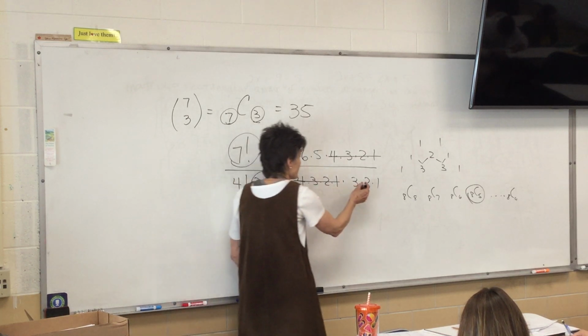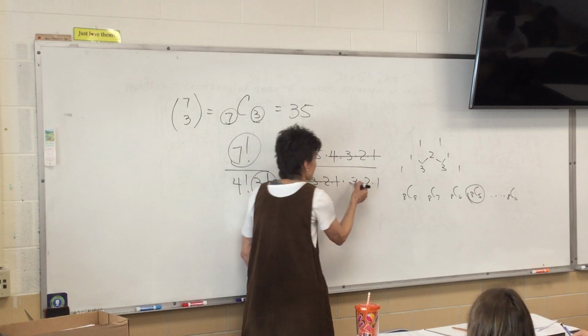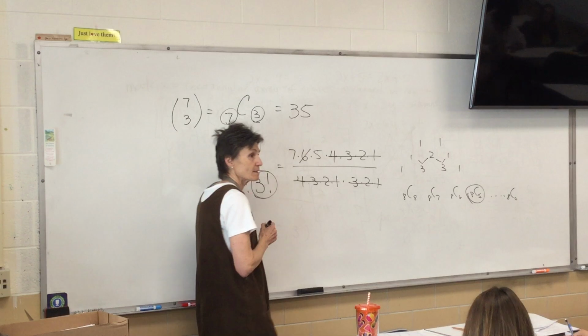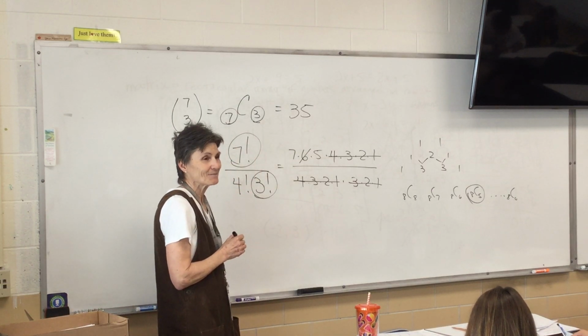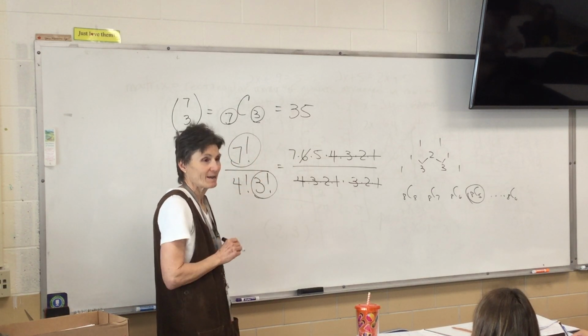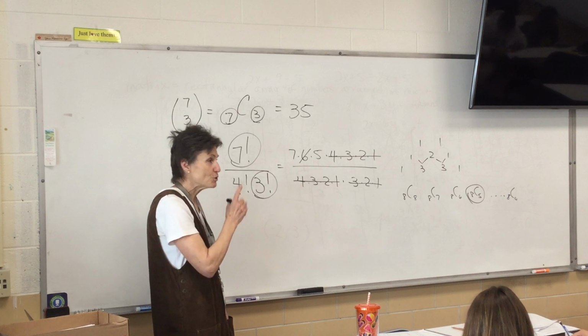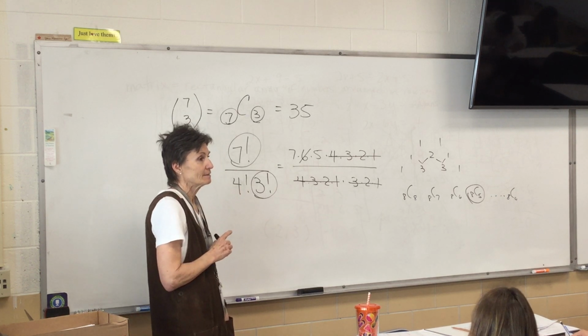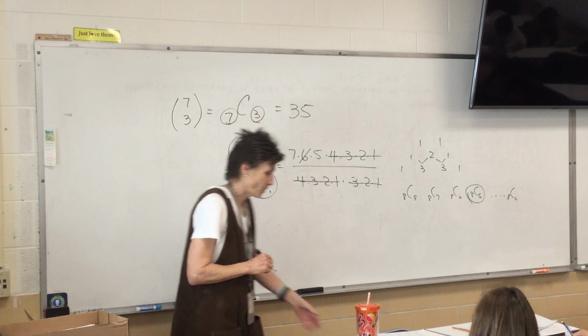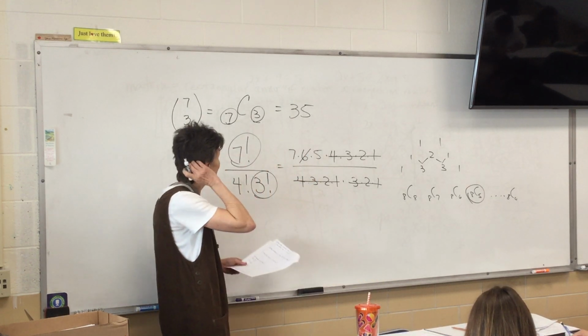Yeah. And 3 times 2 is 6. So that's going to cancel with the 6. And what's left? 7 times 5, which is 35. So you can do that by hand. And we're going to practice a couple more by hand.